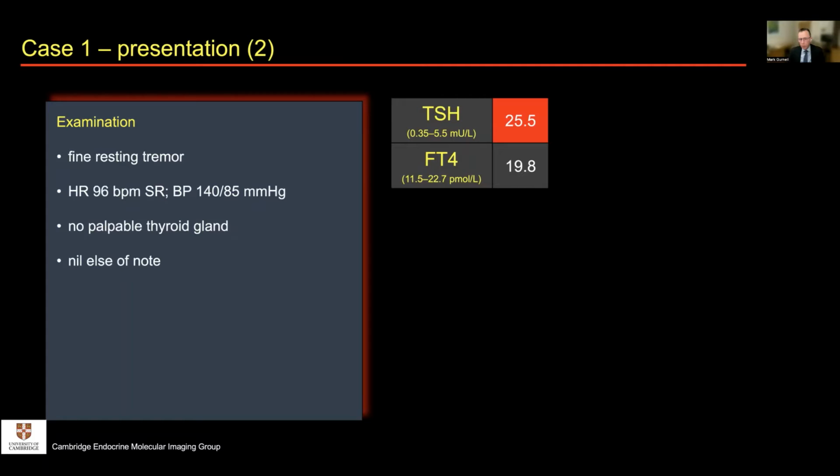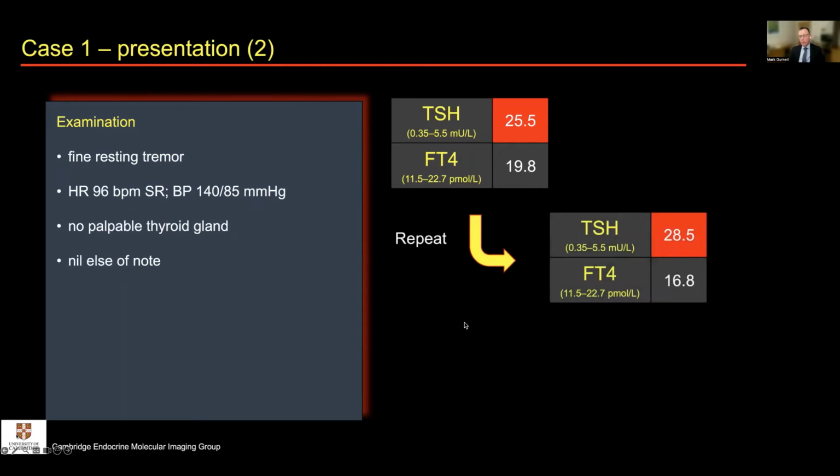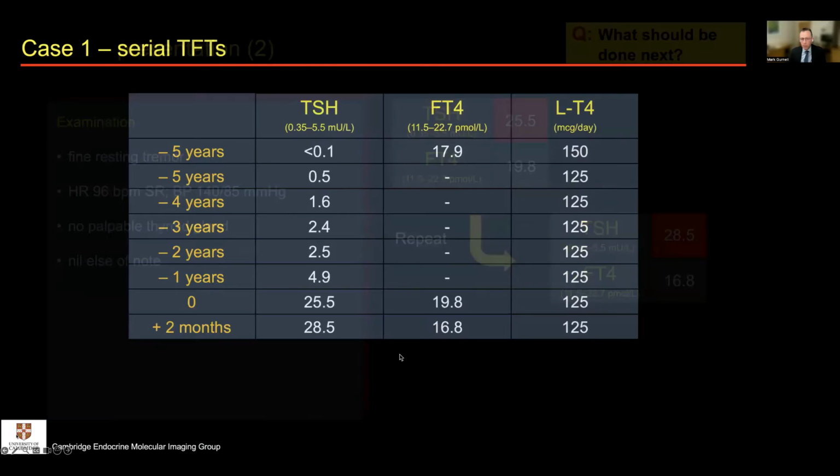So having had normal thyroid function for many years, the TSH was now raised, albeit with a free T4 towards the upper end of the reference range. And this had precipitated a repeat sample, which had confirmed very similar results. I guess the question is, what should we be thinking about next? Well, in a patient where there is clearly a long history of thyroid function test results that you could review, it's worth going back to check these.